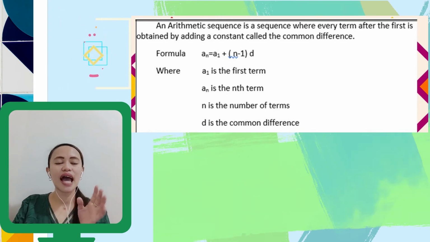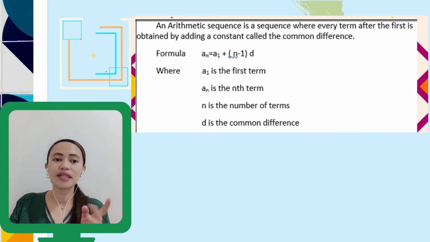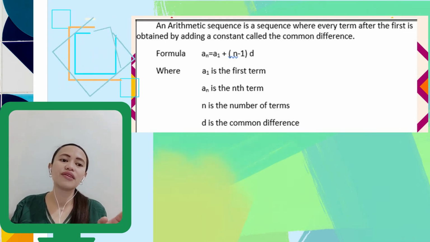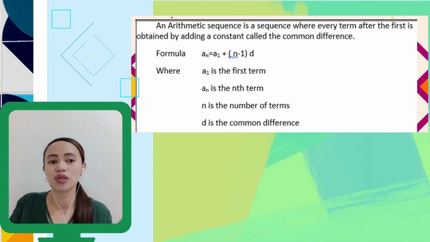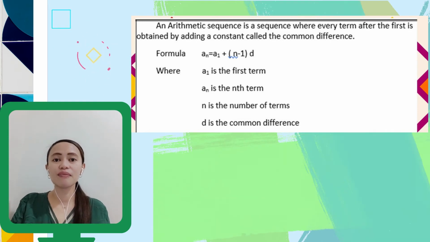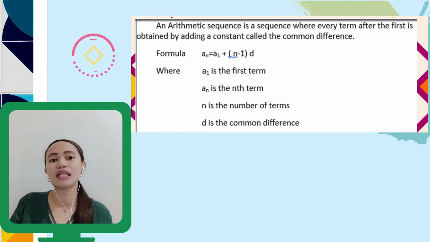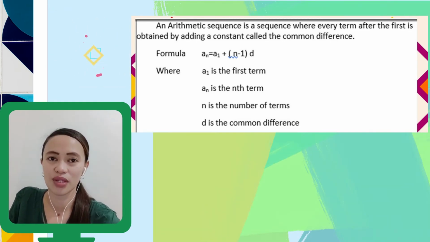Okay, so let's have an arithmetic sequence. An arithmetic sequence is a sequence where every term after the first term is obtained by adding a constant term, which is what you call the common difference. So, the nth term is equal to the first term plus the number of terms minus 1 times the common difference.